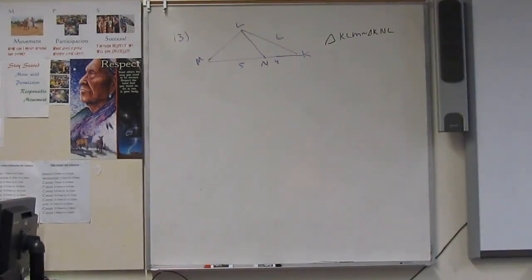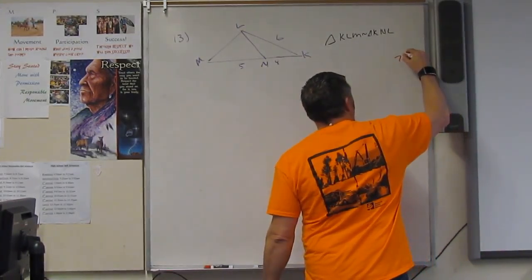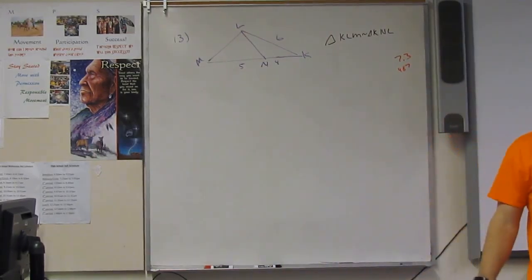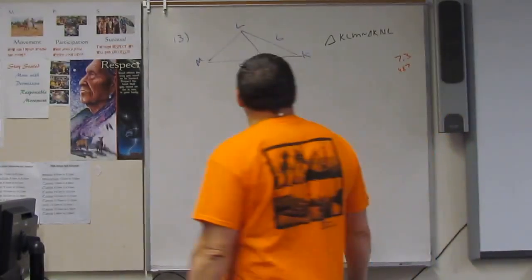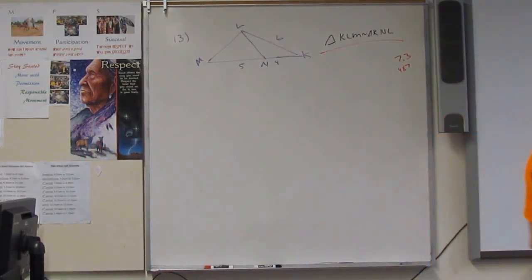All right, problem 13 on page 487, chapter 3, 7, 3, 487. So what we're supposed to do here is prove that KLM is similar to KNL. Make sure I wrote that down right.